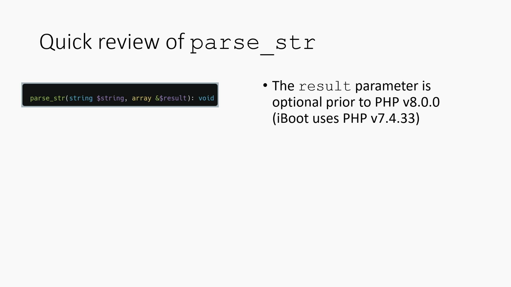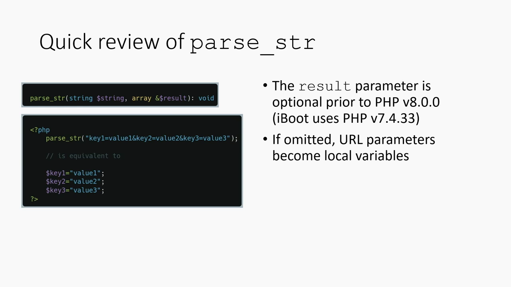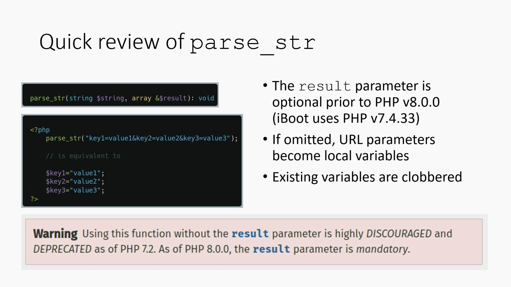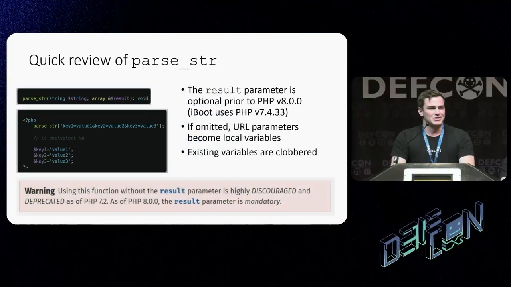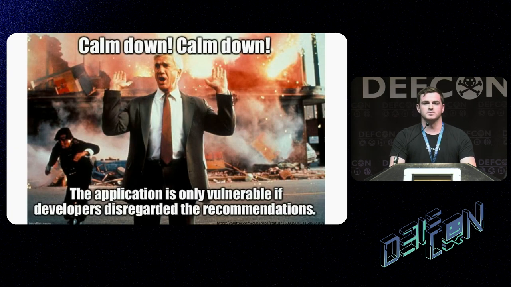However, in older versions of PHP, including the one that is used in the iBootPDU product line to this day, you don't have to give that result parameter. And if you don't, then all of those key value pairs are instantiated as local variables in the current scope. So I'm sure I don't have to tell an audience like this that that's rather dangerous. And as such, there is a huge warning that appears on the PHP man page for this function that says, don't do this. Always put that result parameter in there. And in fact, we're going to mandate that pretty soon. So, problem solved, right?